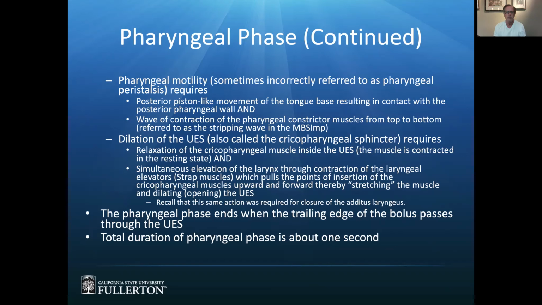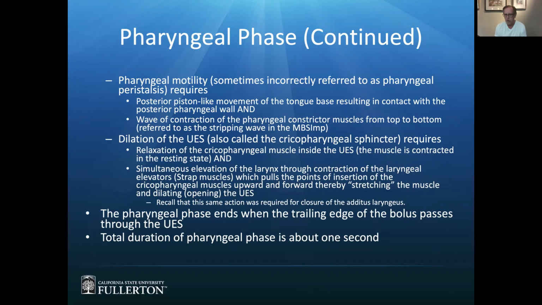You've studied the stripping wave, which is one of those things you look at in an MBS. You actually see the posterior pharyngeal wall moving forward from top to bottom. And that is signaling the sequential contraction of the constrictor muscles from top to bottom, working with the piston-like posterior movement of the tongue to push that material down through the pharynx, just like squeezing toothpaste out of a tube. That's how it works, but not peristaltically, but rather through the posterior piston-like movement of the tongue and the top to bottom contraction of the constrictors. All right, there's pharyngeal motility.